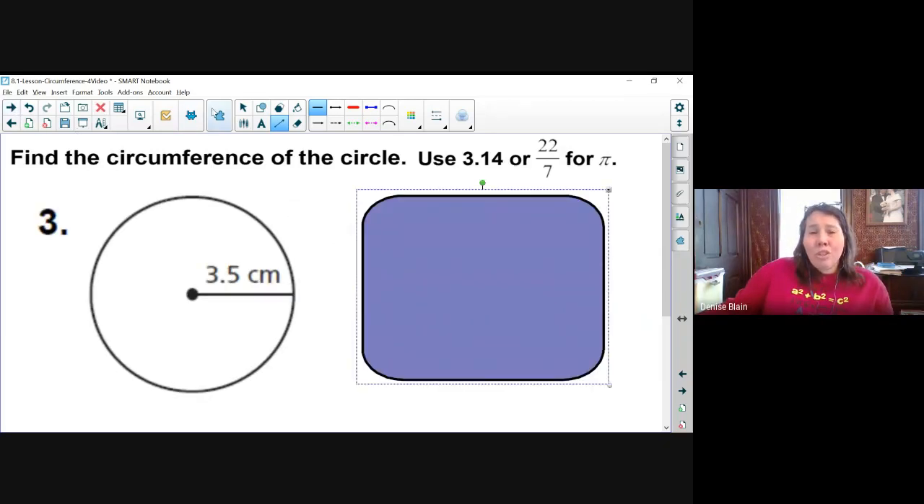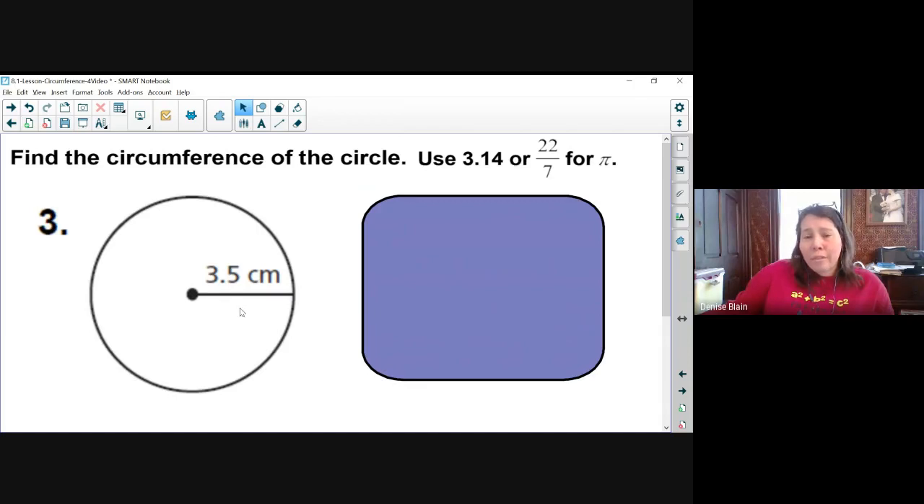So now what I want you to do is pause the video, and use the equation to figure out what the circumference of this circle is. So pause now and come back when you're done.